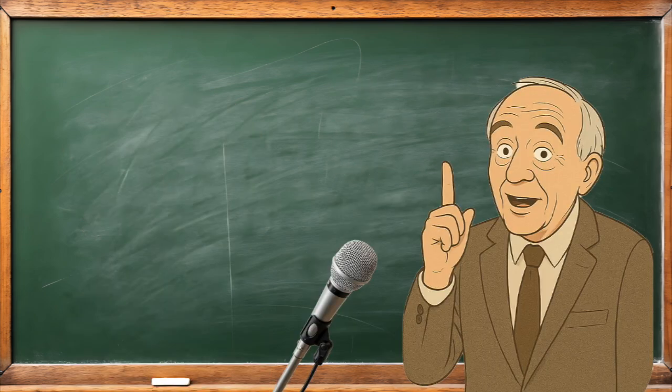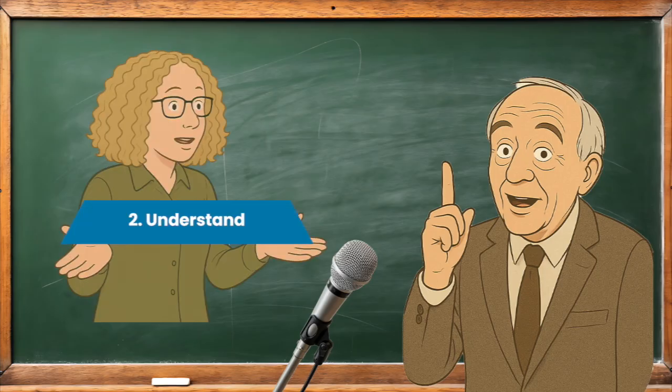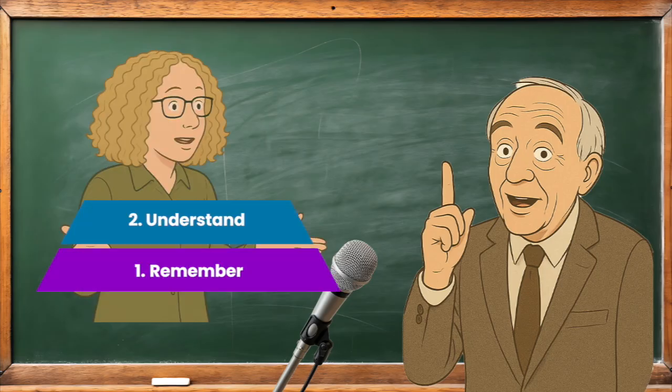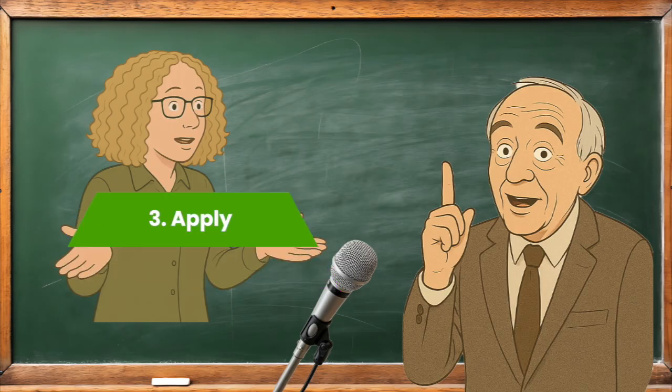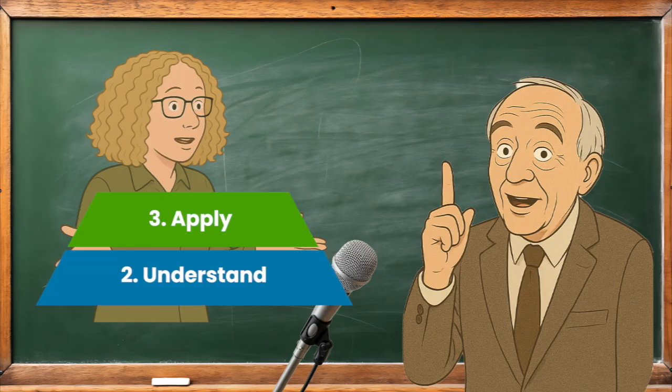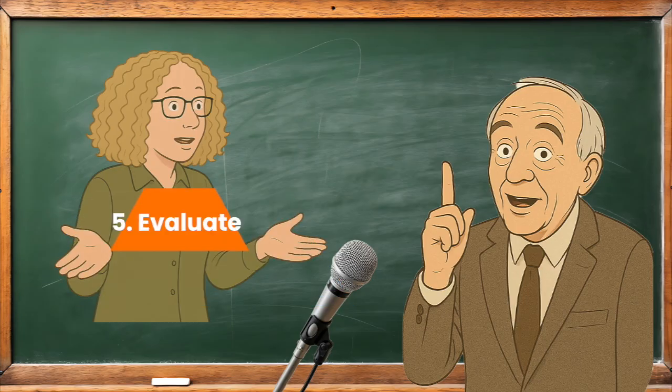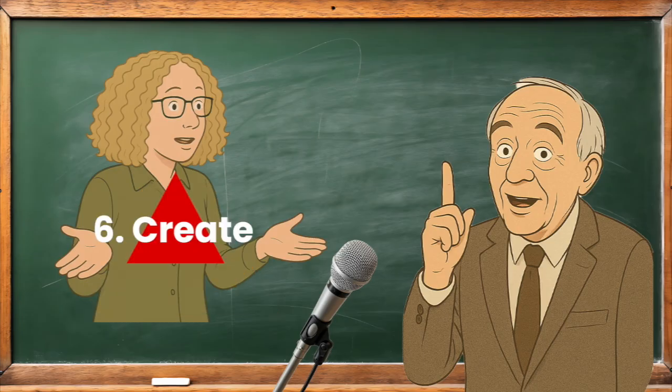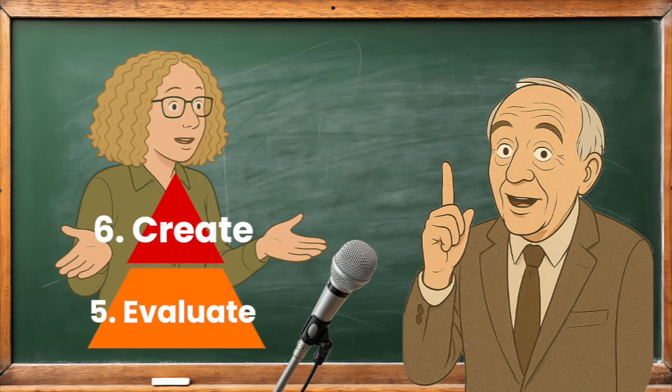Very simply, Marjorie, my taxonomy explains the process of learning in this way. Before you can understand a concept, you must remember it. To apply a concept, you must first understand it. In order to evaluate a process, you must have analyzed it. To create an accurate conclusion, you must have completed a thorough evaluation.